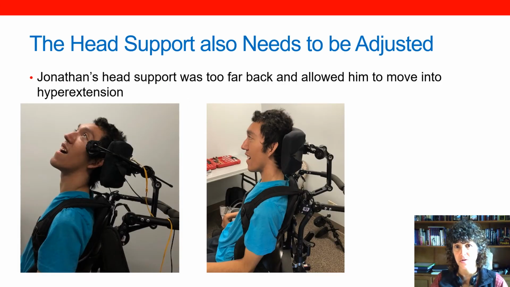The head support also needs to be adjusted correctly. This is something I spend quite a bit of time doing in my own practice with my clients, is adjusting head supports. Here on the left, my friend Jonathan is using dynamic head support hardware. However, the pad was positioned a little too far back. We needed to move it forward, as you see on the right side, so that when he extends, he doesn't end up looking at the ceiling and assuming that neck hyperextension.